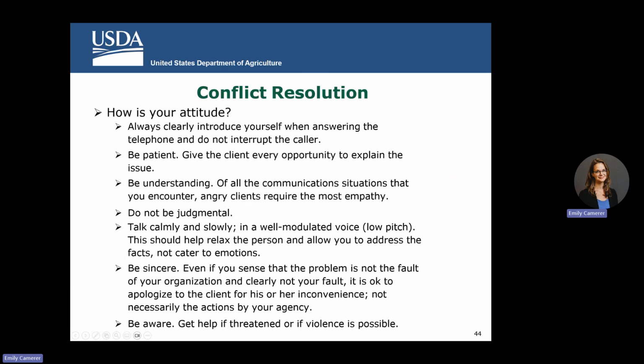So with conflict resolution, it's important to put your attitude in check. Always clearly introduce yourself when answering the telephone and do not interrupt the caller. Be patient. Give the client every opportunity to explain the issue. Be understanding of all the communication situations that you encounter. Angry clients require the most empathy. Do not be judgmental. And please talk calmly and slowly in a well-modulated voice that is low-pitched. This could help relax the person and allow you to address the facts and not cater to the emotions. Be sincere. Even if you sense that the problem is not the fault of your organization and clearly not your fault, it is okay to apologize to the client for his or her inconvenience, not necessarily the actions of your agency. And also be aware. Get help if threatened or if violence is possible.